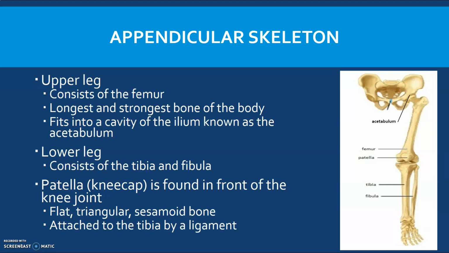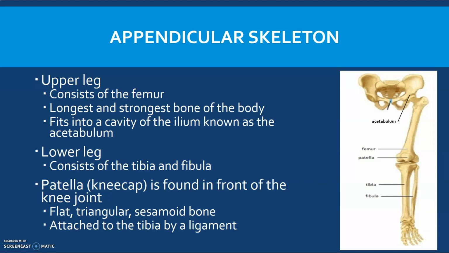The lower limb is divided into 3 regions. You have the thigh, which is the portion between the hip and knee joint, the leg, which is the portion between the knee and ankle joint, and the foot, which is distal to the ankle.